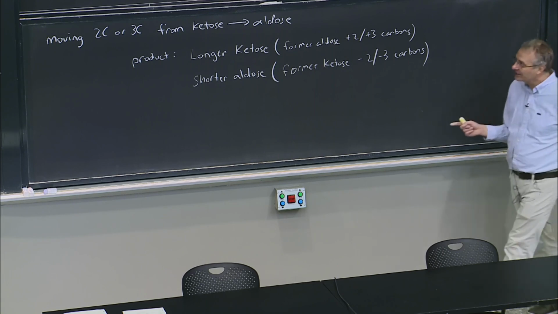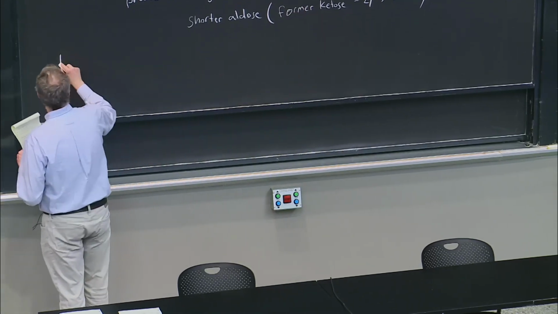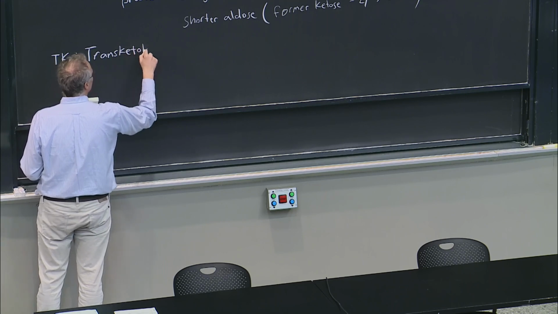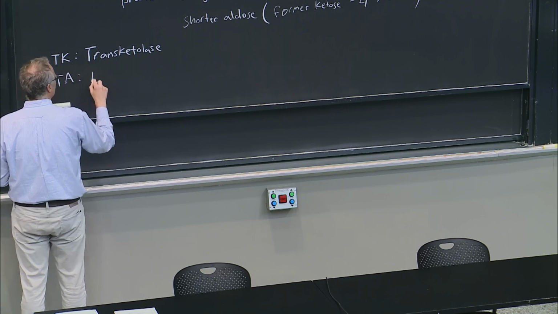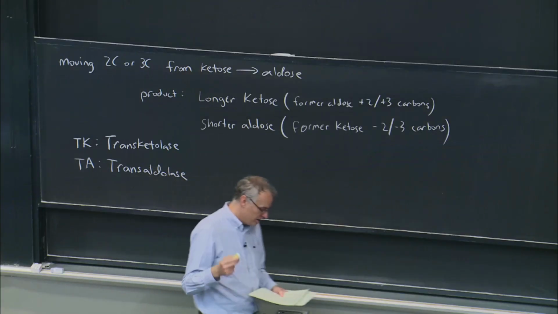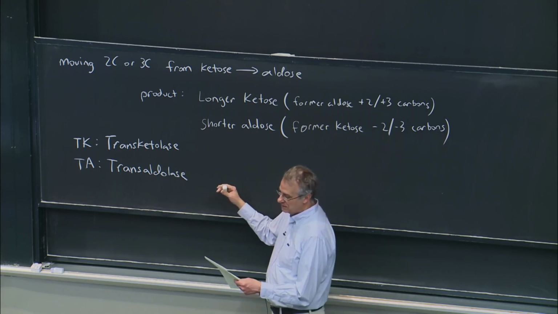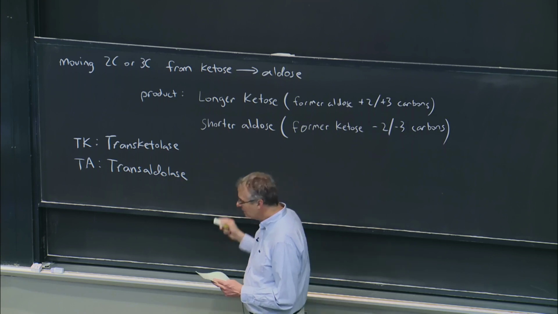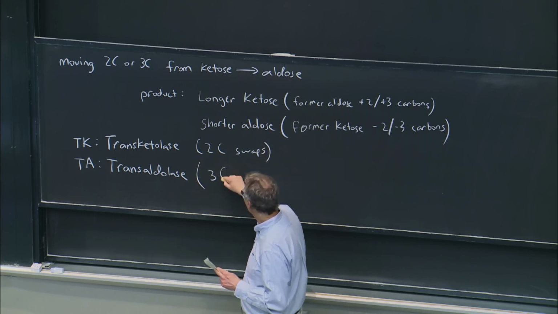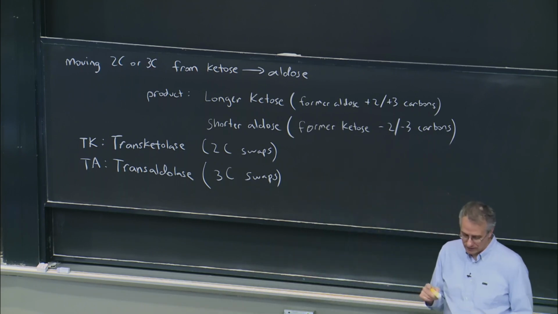So these reactions, which I've abbreviated up there, are catalyzed by enzymes called TK, which stands for transketolase, or TA, which stands for transaldolase. Okay, TK, transketolase, TA, transaldolase. I want to point out that these are the enzymes that catalyze the swaps. Transketolase is going to catalyze the 2 carbon swaps, and the transaldolase is going to catalyze the 3 carbon swaps. Okay? And so twice we use transketolase, once we use transaldolase.